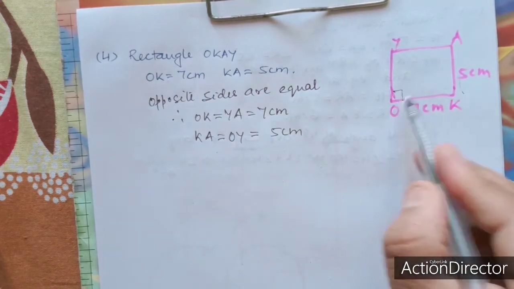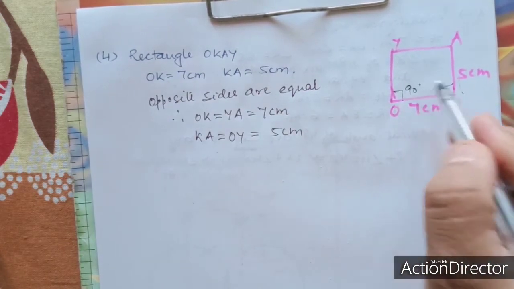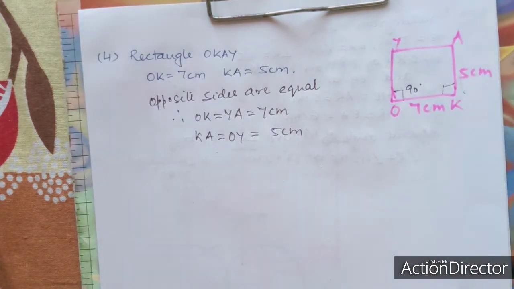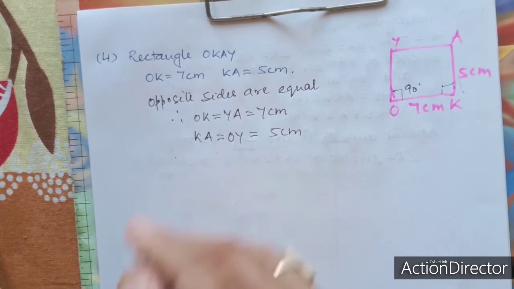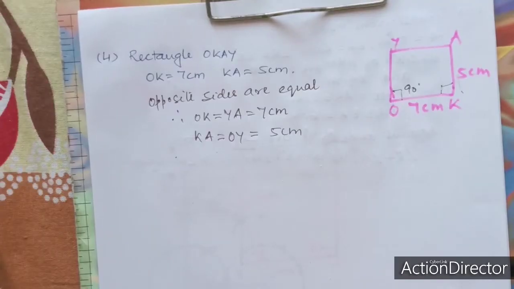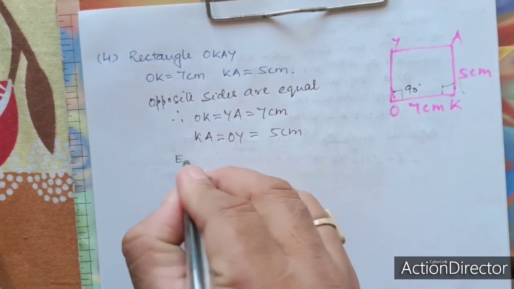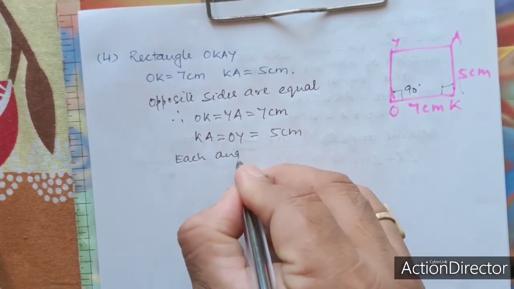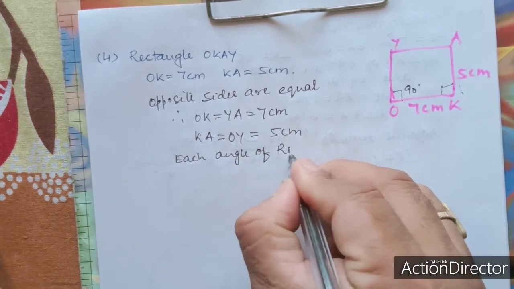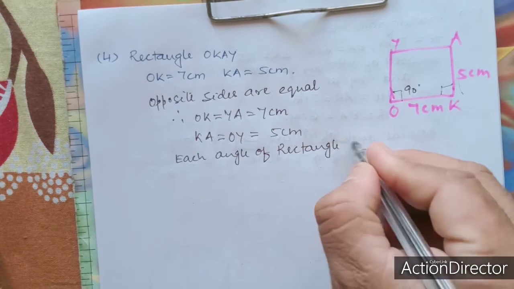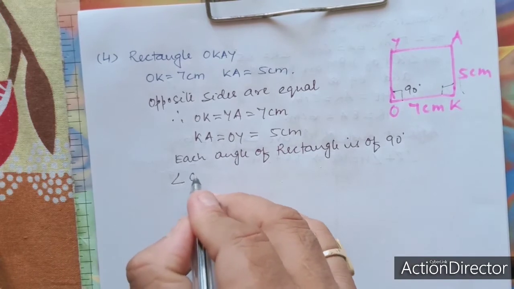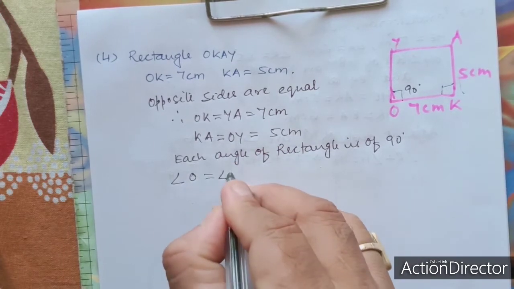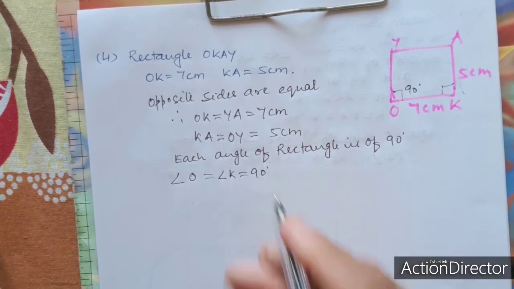Now we know that this angle is 90 degree angle. This is also one of the properties of a rectangle. So we can say angle O, each angle of rectangle is 90 degree. Angle O is equal to angle K is equal to 90 degree.